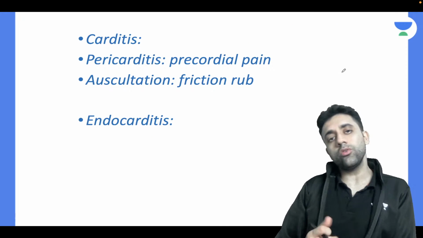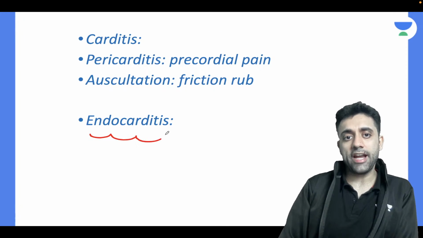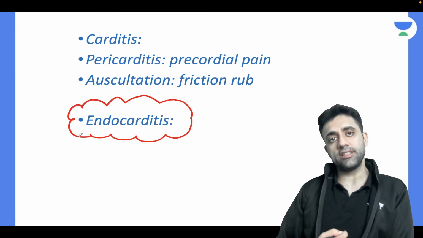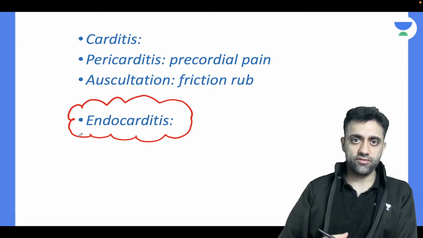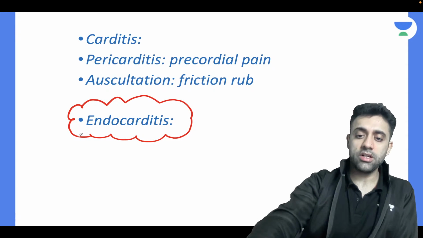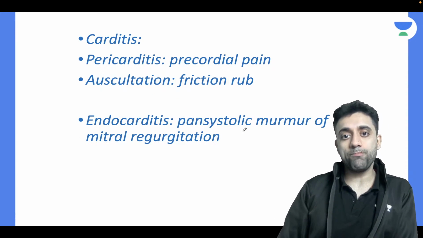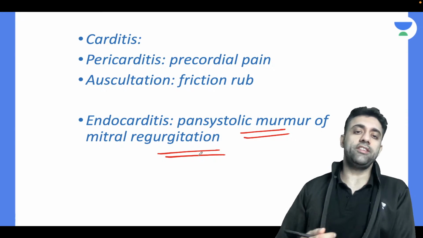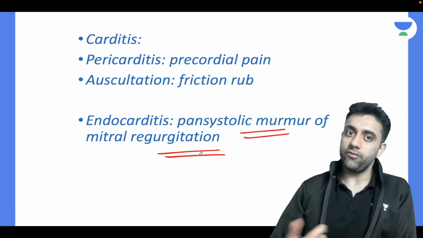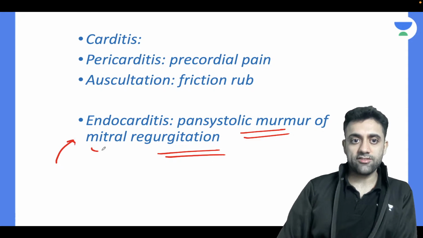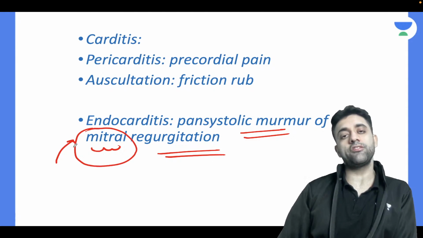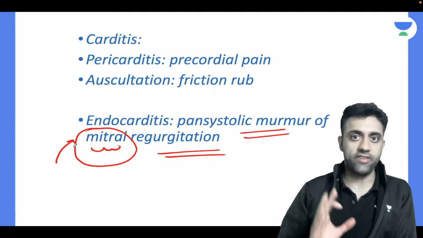And then endocarditis. If I'm having endocarditis, what all features will you see? Will I have chest pain? In endocarditis, you will have a pansystolic murmur of mitral regurgitation. Again, PG entrance question number one: what is the most common valve involved? The answer is the mitral valve, which is involved very, very commonly.